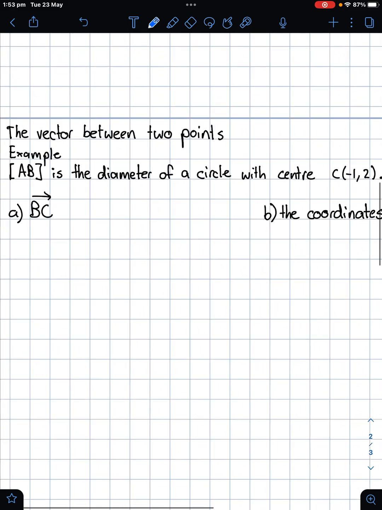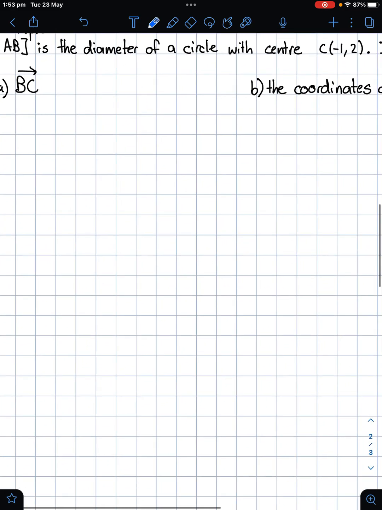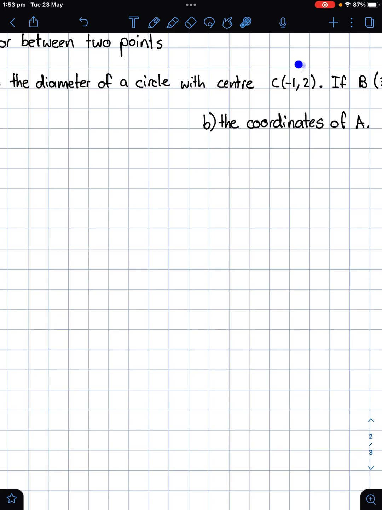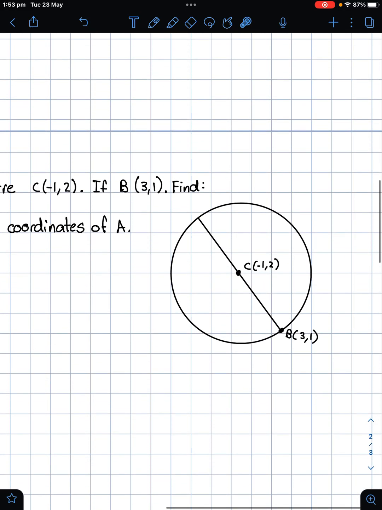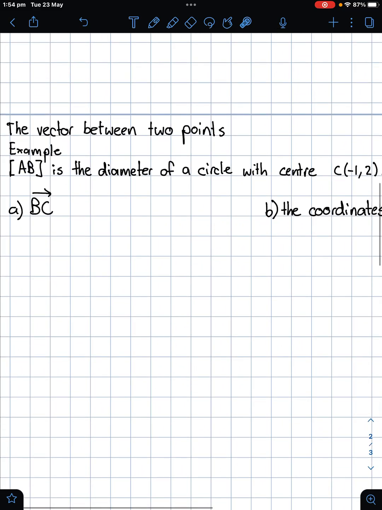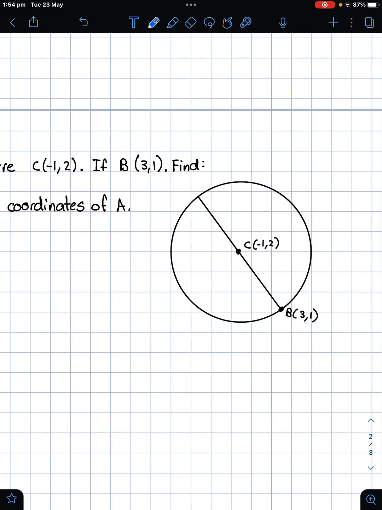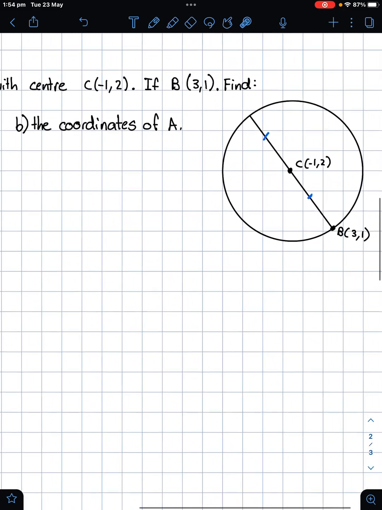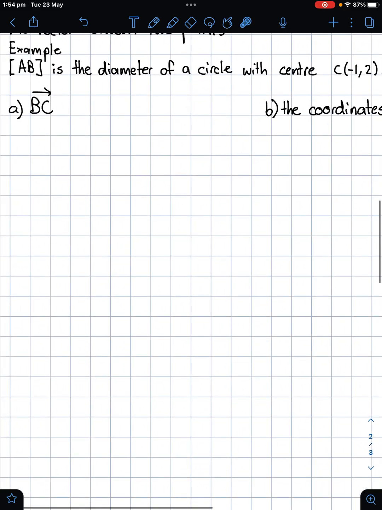All right, let's jump into the next one. Example: AB is the diameter of a circle with the center C, -1 and 2. So we've got this point here in the center. Because it's the diameter, it goes through the center. And we've got this coordinate on the edge, 3 and 1. We've got to find what B to C is. Using our vector operations, we're going to go OC minus OB, if we consider the origin.